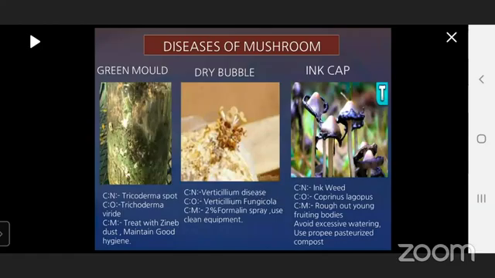In mushroom cultivation, there are some problems like diseases, that is green mold. This green mold is caused by Trichoderma species. Then dry bubble, caused by Verticillium fungicola, a fungal pathogen. And the inky cap. Inky cap means the mushroom caps look like burning or spreading ink, so it's commonly called inky cap. These are some fungal diseases, and we control them using carbendazim or the safest fungicides which have less residual effects, because we use the mushroom for consumption. These types of diseases we can observe in cultivation.